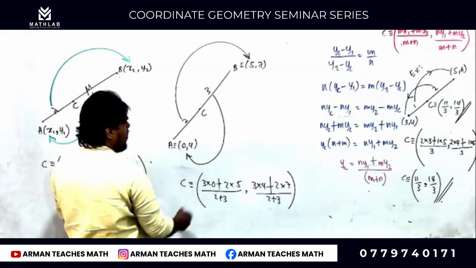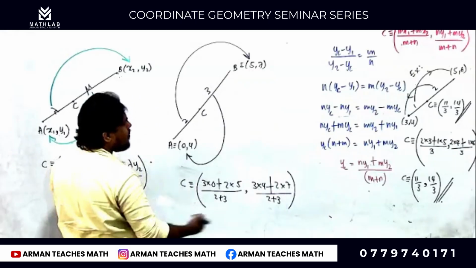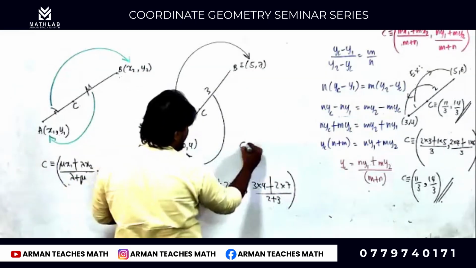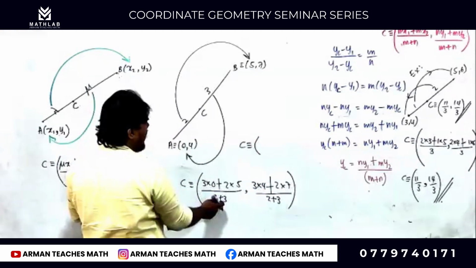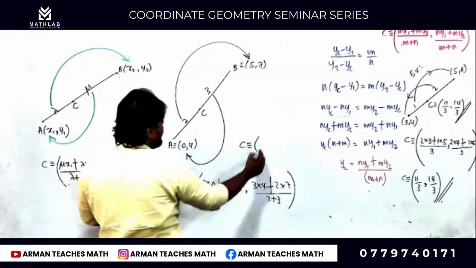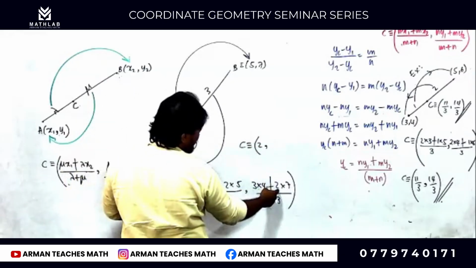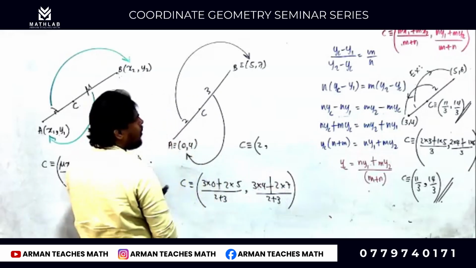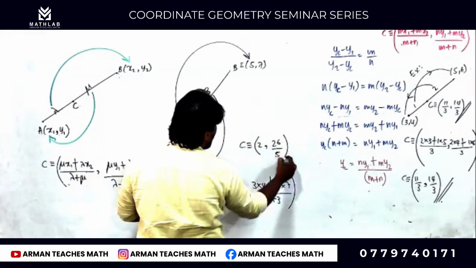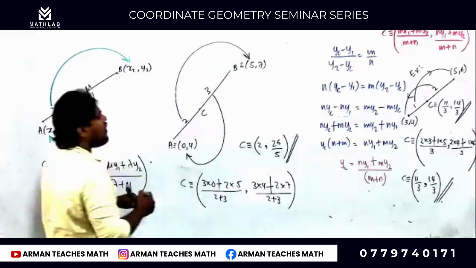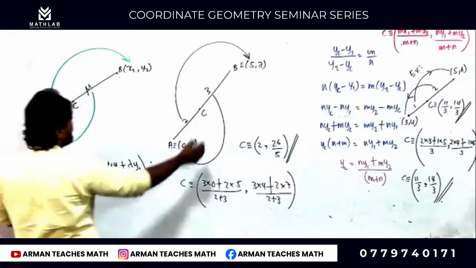So what do we get? Write the final answer below that. 3 times 0 is 0, 2 times 5 is 10, 10 divided by 3 plus 2, which is 5, gives 2. Then 3 times 4 is 12, 2 times 7 is 14, 12 plus 14 is 26, and 26 divided by 5. Here are the coordinates of point C.